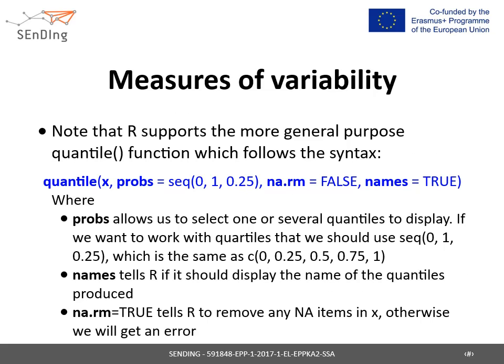R supports the more general-purpose quantile function, which follows the syntax you see on this slide. In this syntax, probs allows us to select one or several quantiles to display. If we want to work with quartiles, then we should use c(0, 0.25, 0.5, 0.75, 1). Names tells R if it should display the names of the quantiles produced, and na.rm = TRUE tells R to remove any NA items in x, otherwise we will get an error.